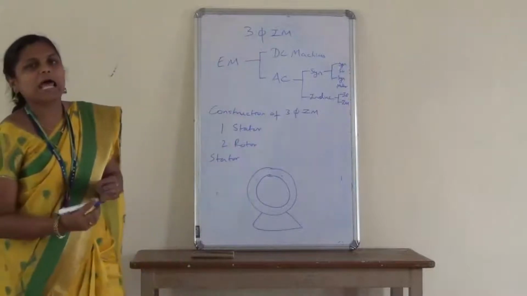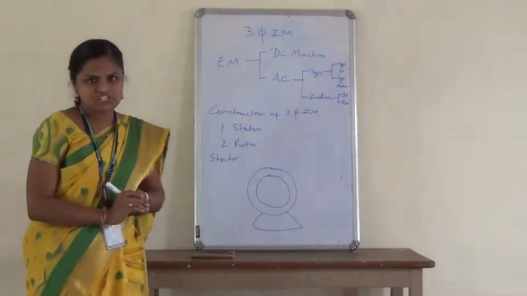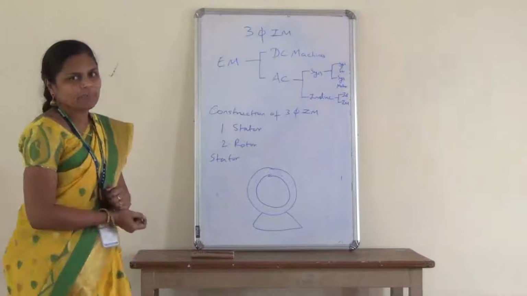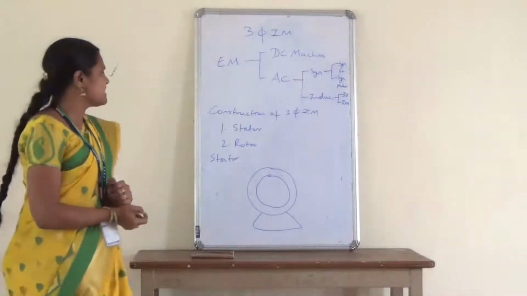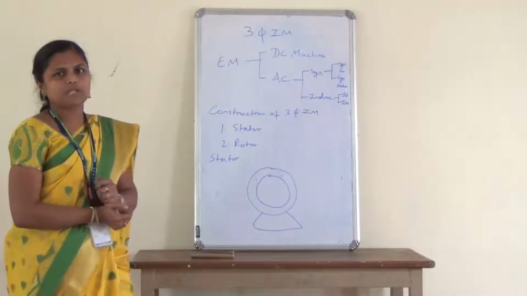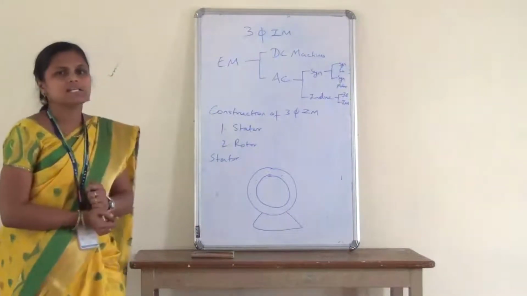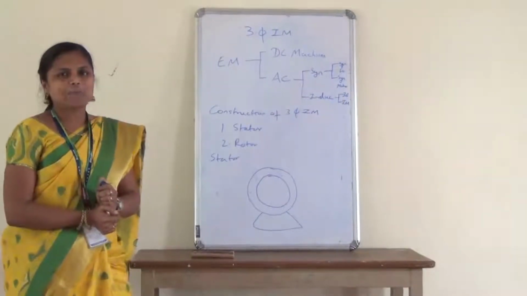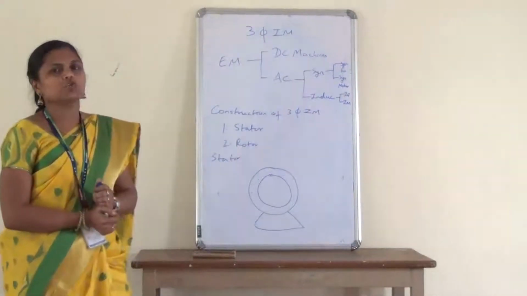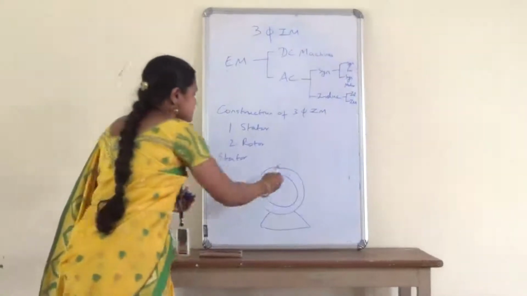Stator has a laminated type of construction. Due to the laminated construction, iron losses get minimized. So here the stator has stampings, which are used to reduce the hysteresis losses. Stampings are stamped together to form a stator core. This is the stator core.